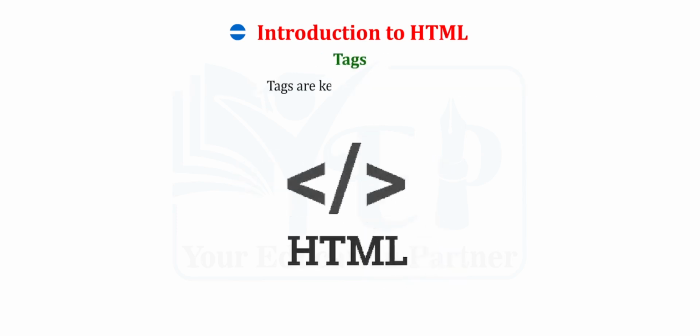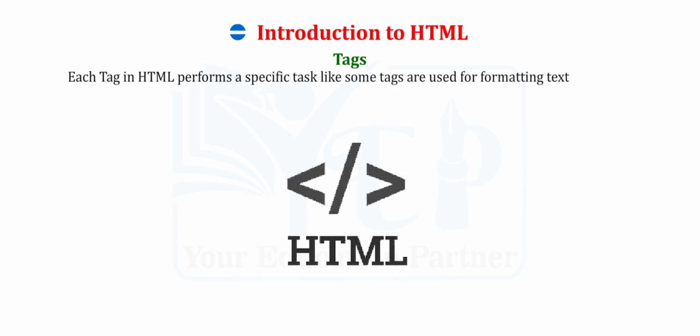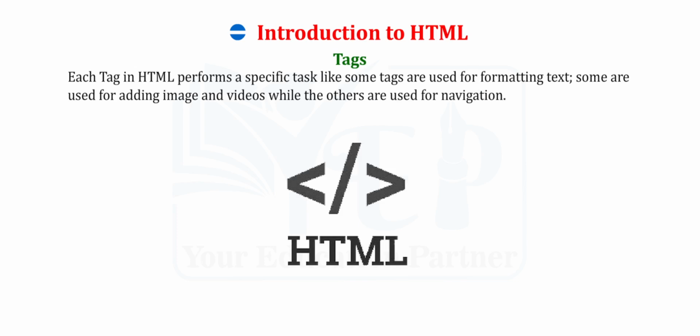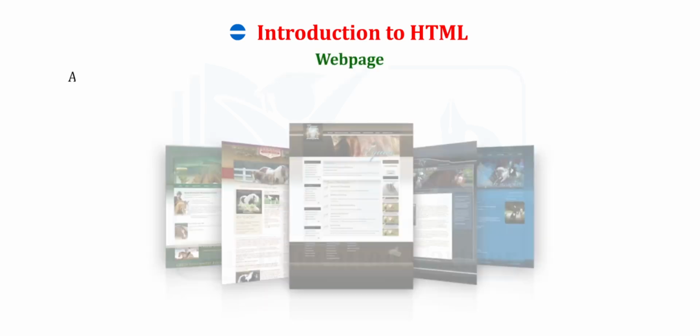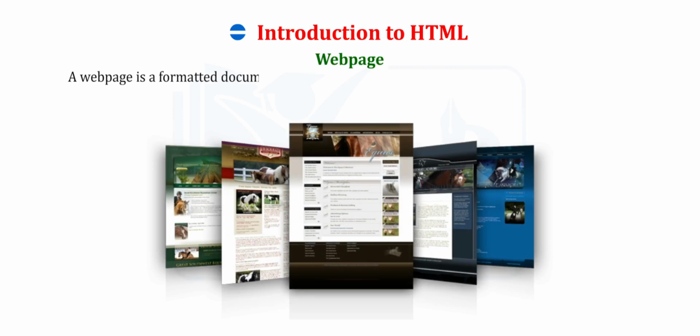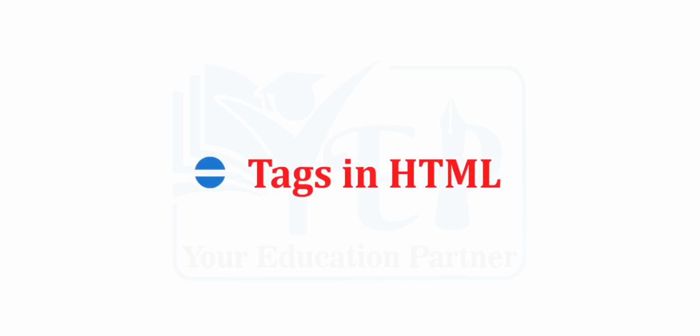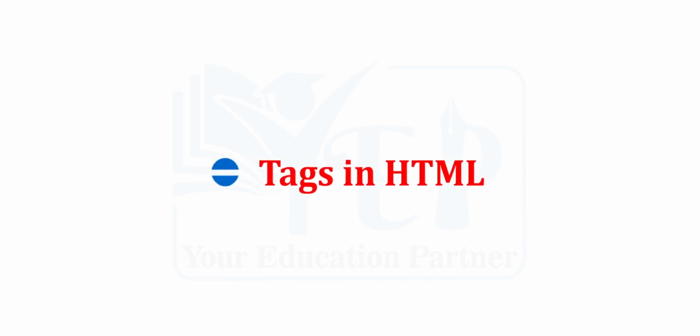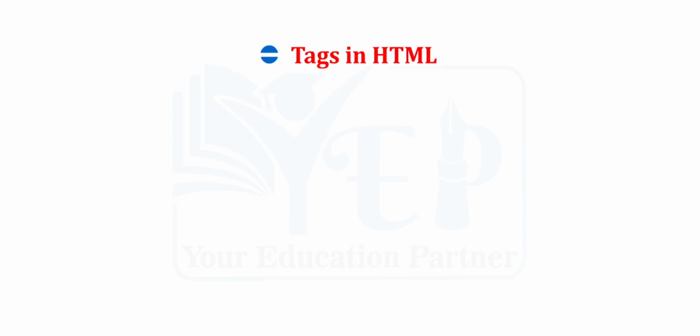Tags. Tags are keywords of HTML. Each tag in HTML performs a specific task, like some tags are used for formatting text, some are used for adding images and videos, while the others are used for navigation. Web page. A web page is a formatted document that is translated and rendered by the web browser of your computer system.